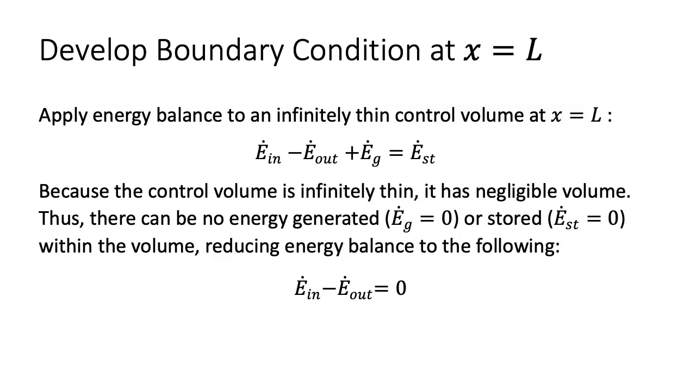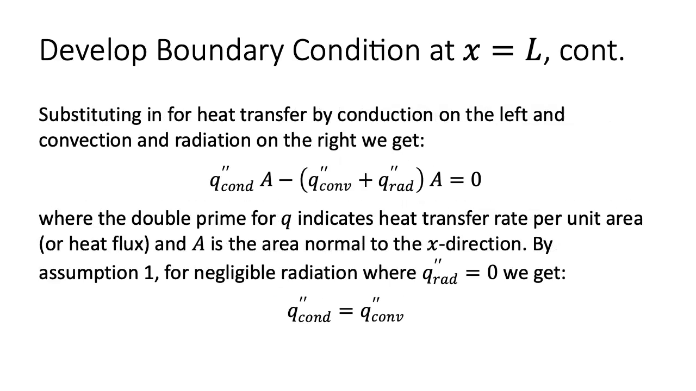Because the control volume is infinitely thin, it has negligible volume. Thus, there can be no energy generated or stored within the volume. This results in a much simpler energy balance where the rate of energy into and out of the control volume must always be equal. Substituting in for heat transfer by conduction only on the left for an opaque solid wall, and for heat transfer by convection and radiation on the right for the fluid, we get the following equation.